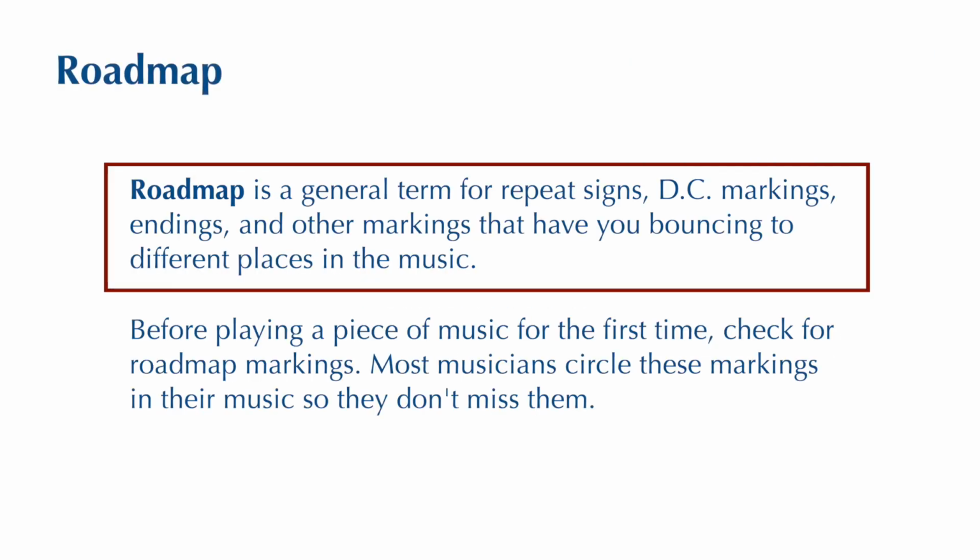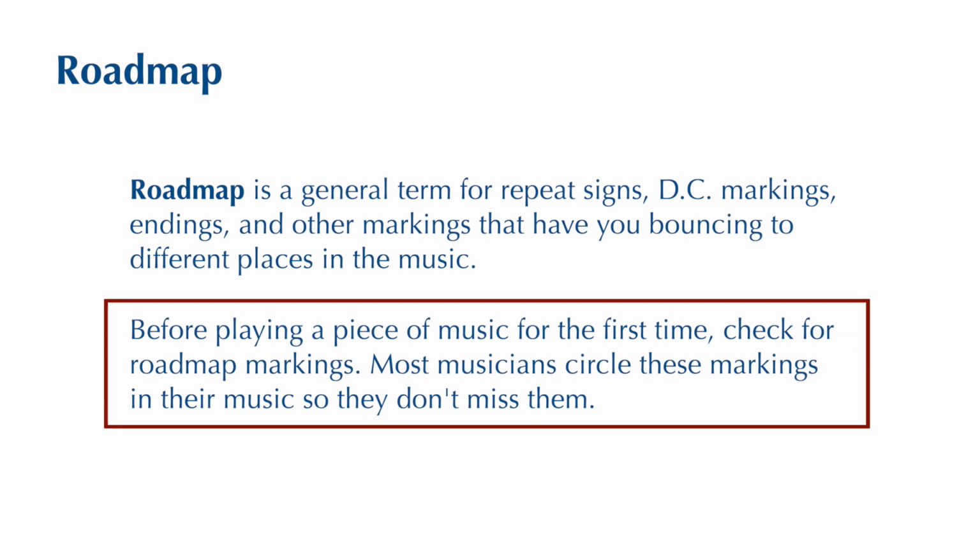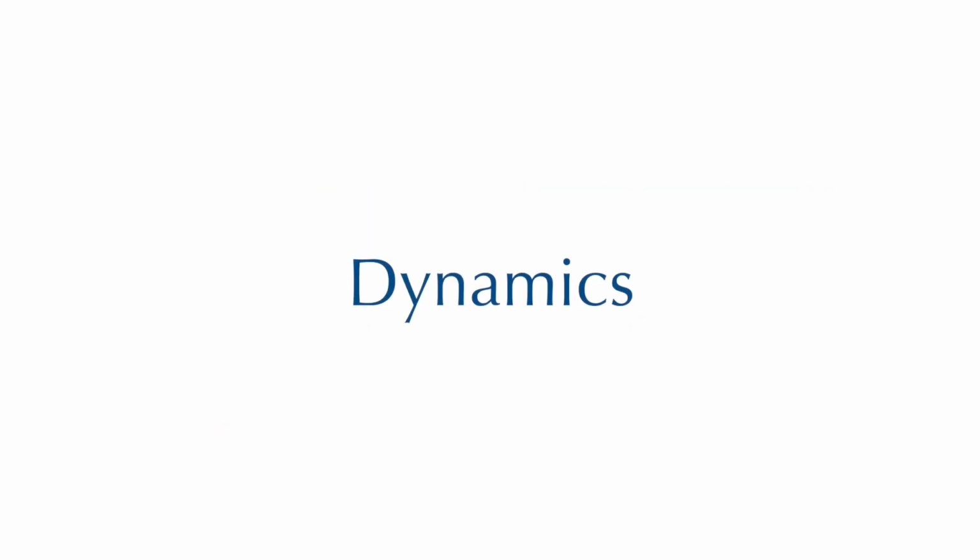Roadmap is a generic term for things like repeats, endings, DC markings, and so forth. Before you play a piece of music, it's always a good idea to check the roadmap so you don't get caught off guard by some type of repeat.